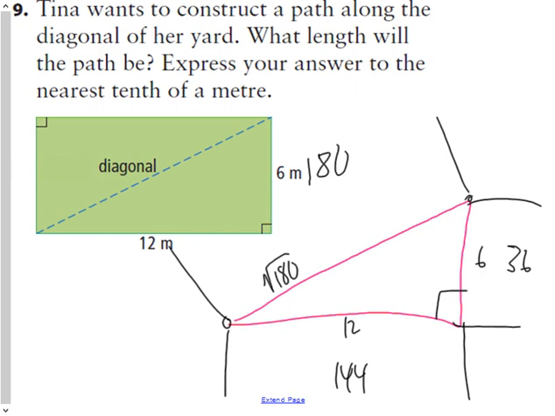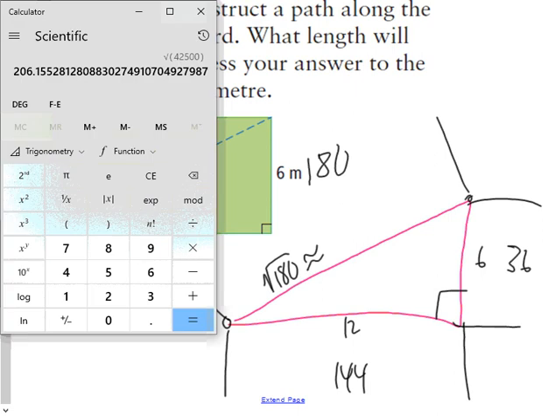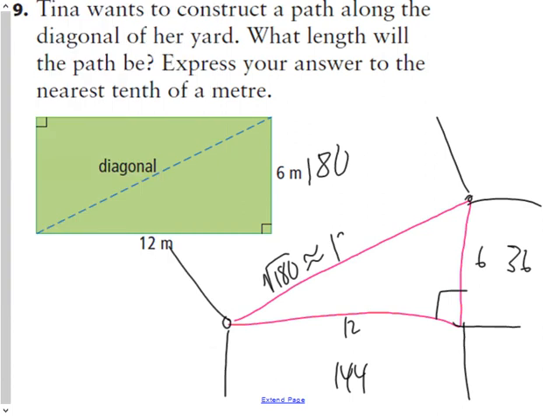Now that is an imperfect square, which means it's approximately equal to a number. Grab my calculator, ask it to do some thinking for me. It says it's approximately 13.4 meters long. So the length of the diagonal in her yard is the square root of 180, or approximately 13.4 meters long.